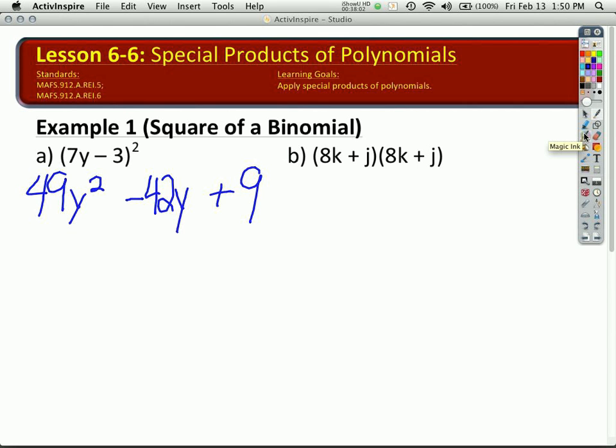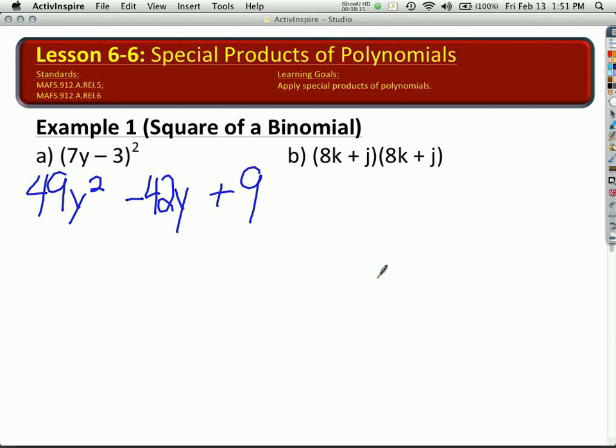Up a level of complexity, but it's no different. Is this a square of a binomial? Is it the same binomial times itself? Yes, it is. Because look carefully. It's the same thing times itself. That's called a square of a binomial. Is there going to be a middle term or no middle term? There's going to be a middle term.